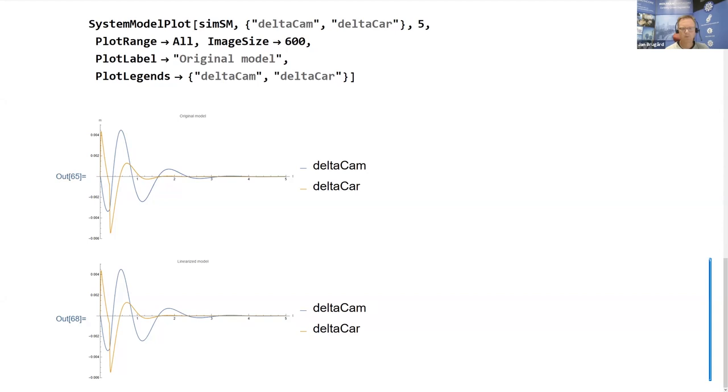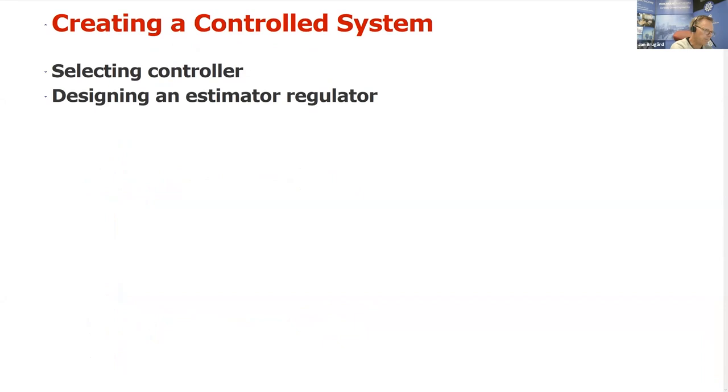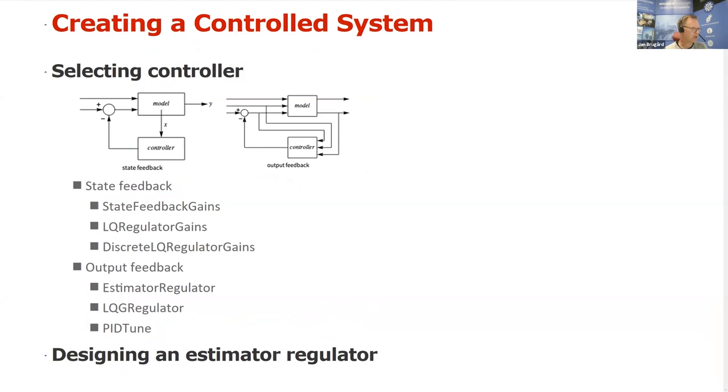So now with the linear model available, we are ready to design the controller. First step is to select which type of controller you want. The Wolfram Language comes with controllers for state feedback and output feedback. And as you can see, there are a few different kinds in both these cases. And in this case, I will work with the estimator regulator gain. I won't go through the details, but there will come a blog later on that discusses more about the technical details here.